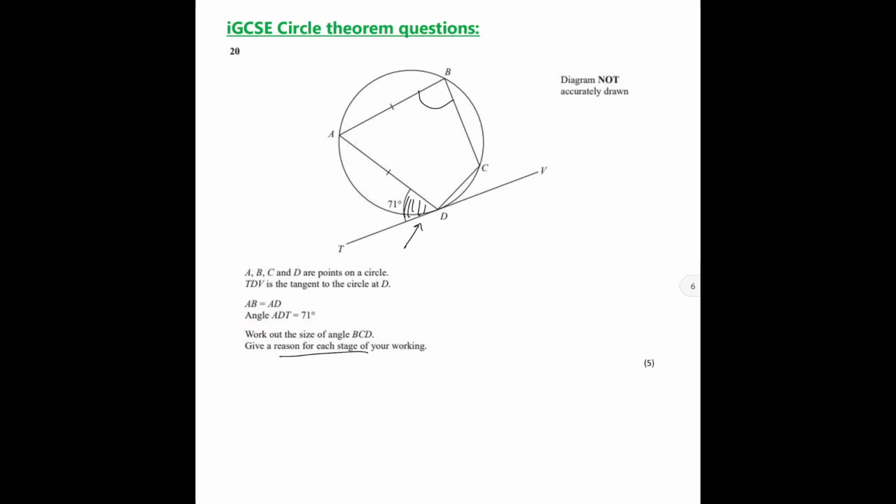So anything that is touching, like the tangent, making the chord: you see a chord, AD is a chord, it'll be equal to the angle on the opposite side of the segment. Okay, so the segment here is going to be equal to 71 degrees. So angle ADT is going to be equal to angle ABD, that's equal to 71 degrees. Give a reason. The reason is because of the alternate segment theorem.